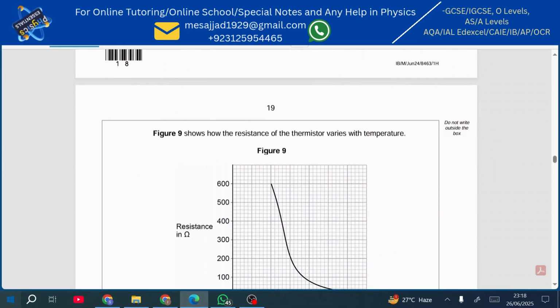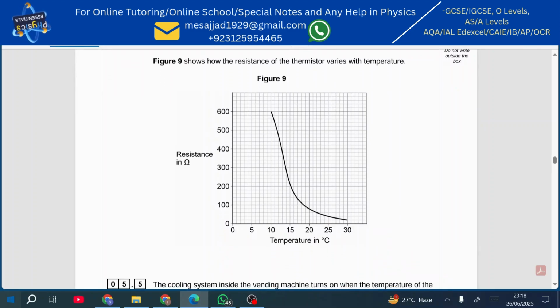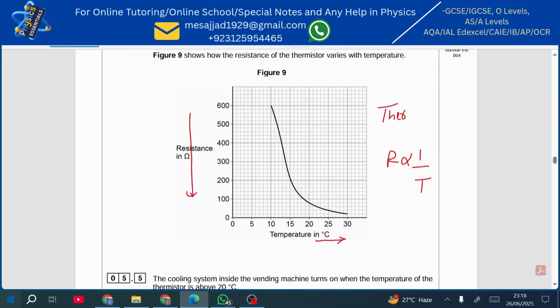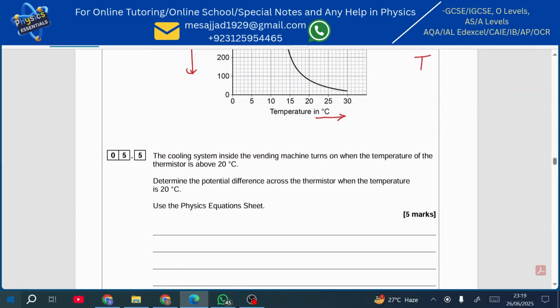Figure 9 shows how the resistance of the thermistor varies with temperature. You can see that when the temperature is going high, the resistance is coming down. So there is an inverse relation between resistance and temperature for a thermistor. The cooling system inside the vending machine turns on when the temperature of the thermistor is above 20 degrees centigrade. Determine the potential difference across the thermistor when the temperature is 20 degrees centigrade.